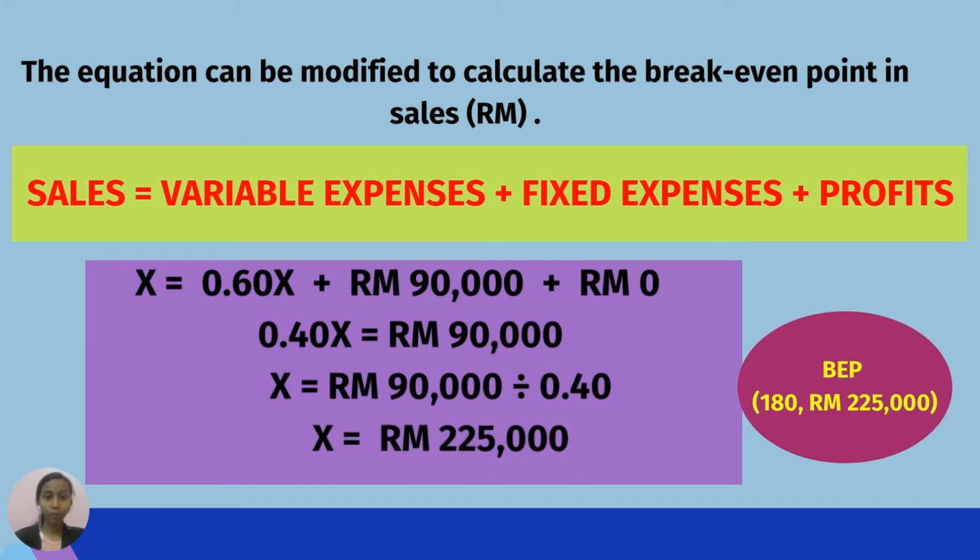So now our break-even point will be 180 and 225,000. I hope that you have a clear picture of the equation method.